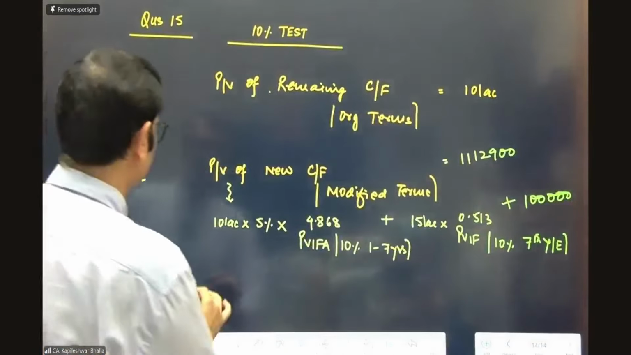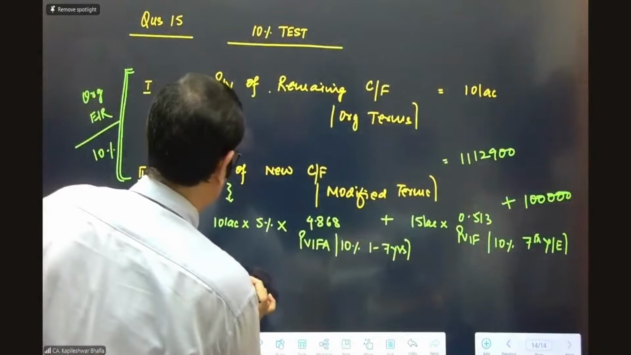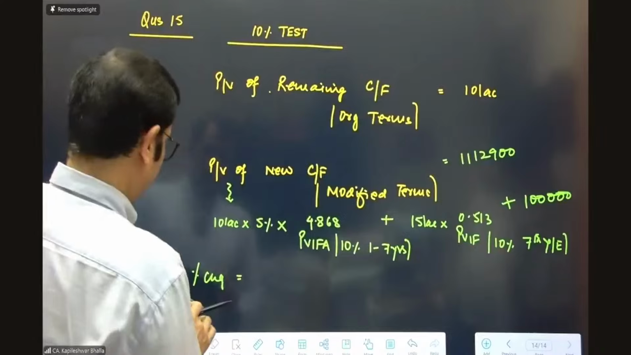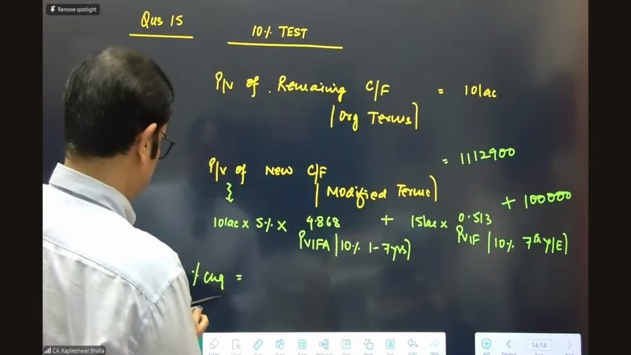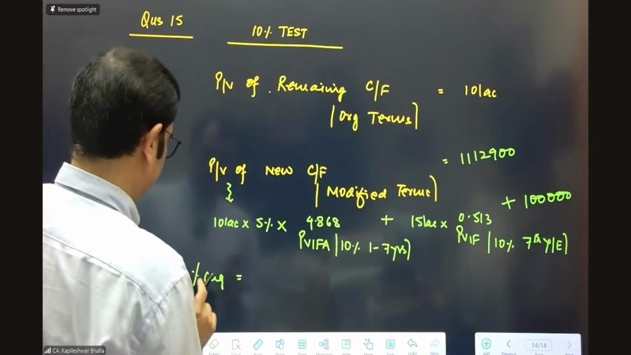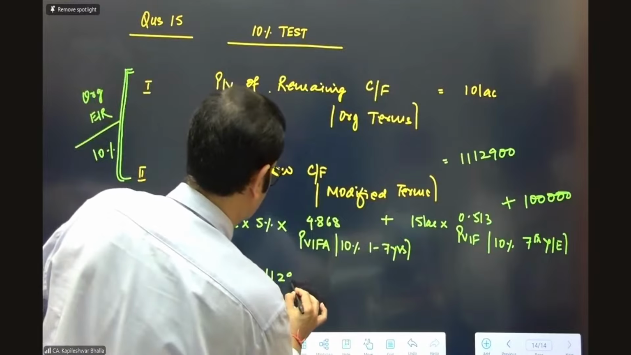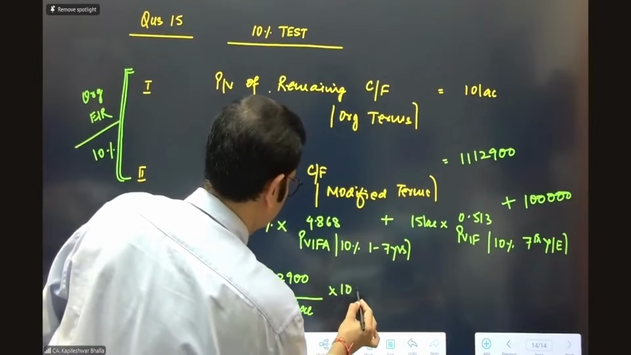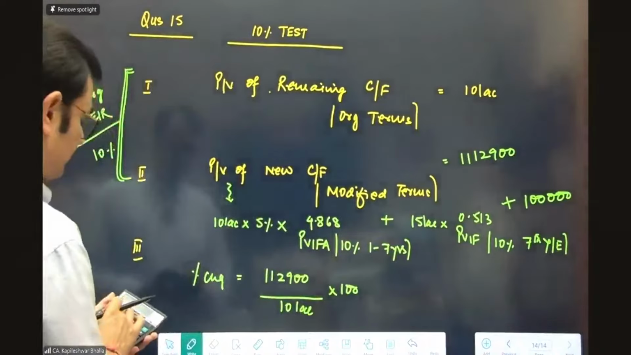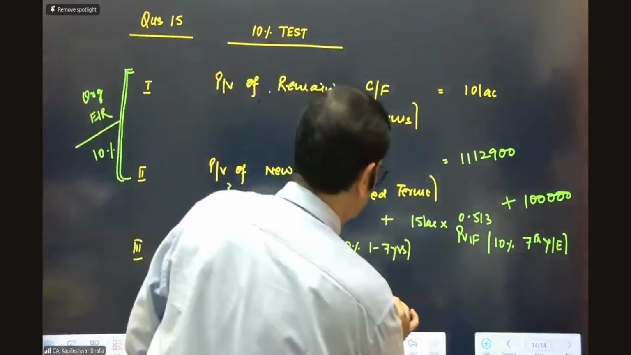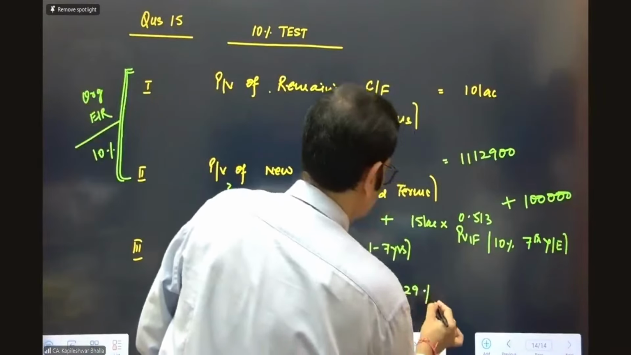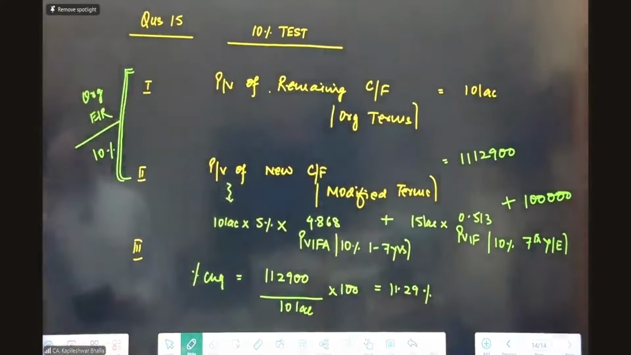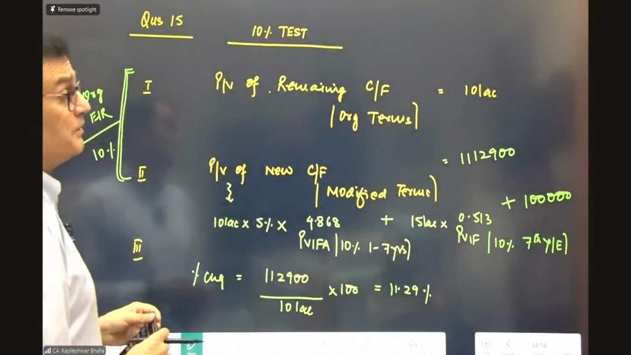Okay, now we can see the percentage change. If I look at the percentage change, the difference is 11,12,900 minus 10 lakh. So it is 1,12,900 over the base of 10 lakhs. So if you look at the percentage change, that works out at 11.29%. So once you get 11.29%, the change is more than 10%.